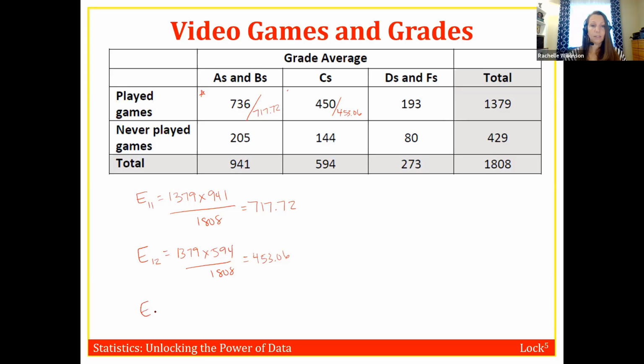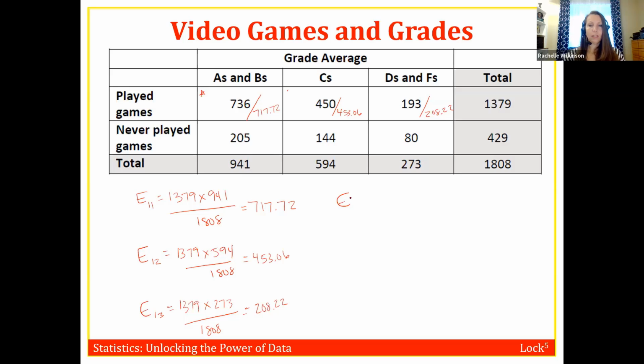Okay, now I'm going on to the next one. So this one is still my first row. Now we're in my third column, so I call it E13, and my row total is 1379, and my column total is 273, and I'm going to divide that by 1808. So 1379 times 273 divided by 1808 gives me 208.22. Now I've done the whole first row. I'm ready to move on to the second row here.